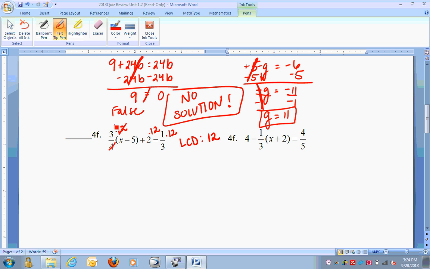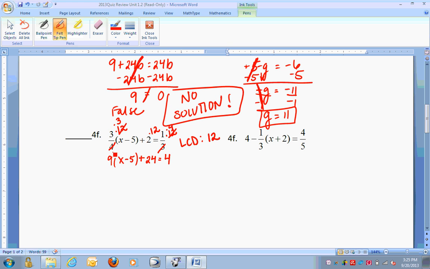12 divided by 4 is 3, so now I'm going to put a times 3 up here. And 12 divided by 3 is 4. Okay, and there's no denominator underneath this 2 right here, so I leave it as times 12. So 3 times 3 is 9, and then I bring down the x minus 5, plus 2 times 12, which is 24, and then 1 times 4 is 4.